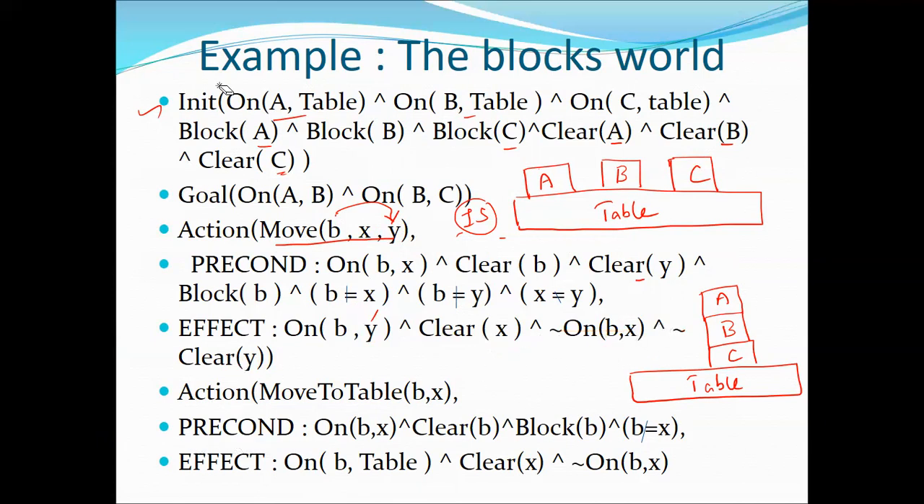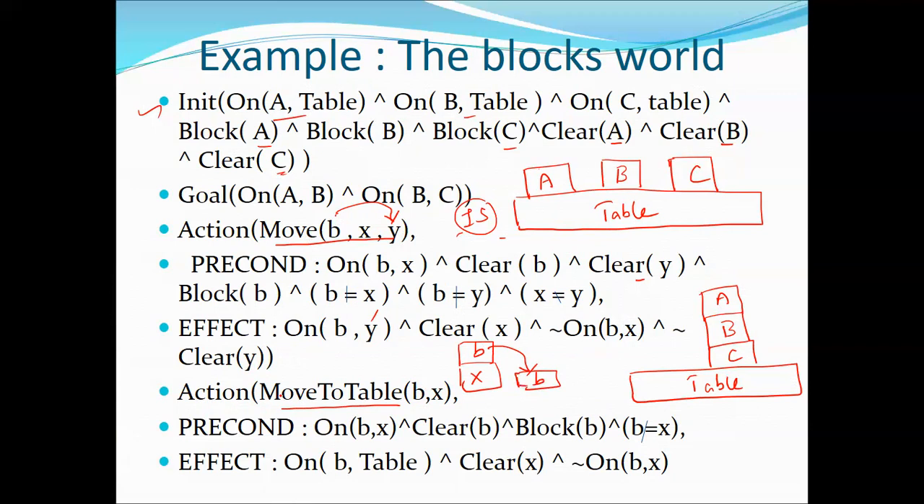Similarly, we have one more action. This action is to move something to the table. So we have an action something like this: move to table B comma X, which means there is a block B which is on top of X. Now we are saying that move this block to the table. Move this B to the table.